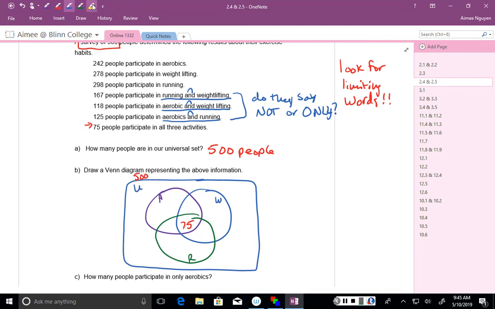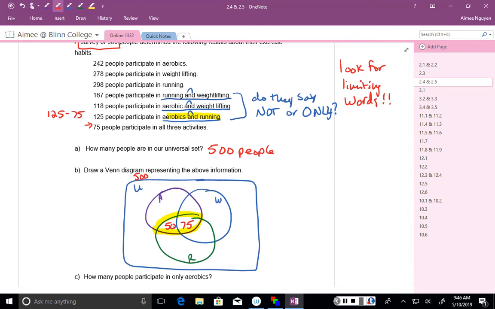So when I look for aerobics and running, I'm talking about that whole kind of ovally football looking shape there, right? So I'm going to take those 125 people and I'm going to subtract the 75 that are in the middle. And when I do that, I end up with only 50 people that do aerobics and running, but not weightlifting, right?